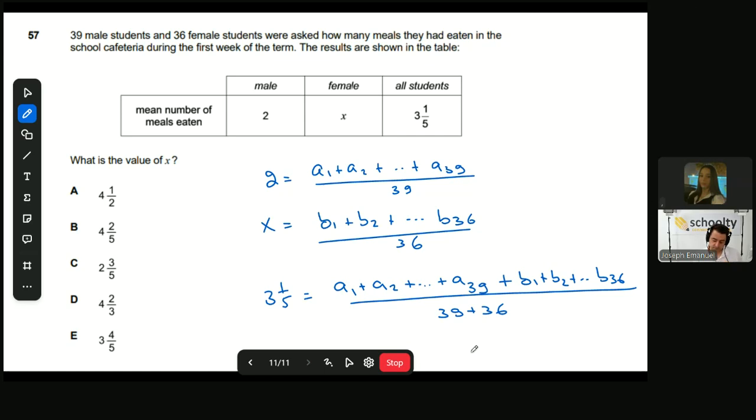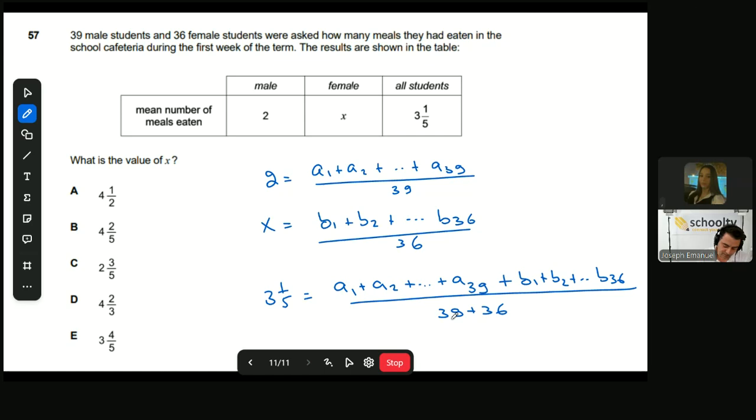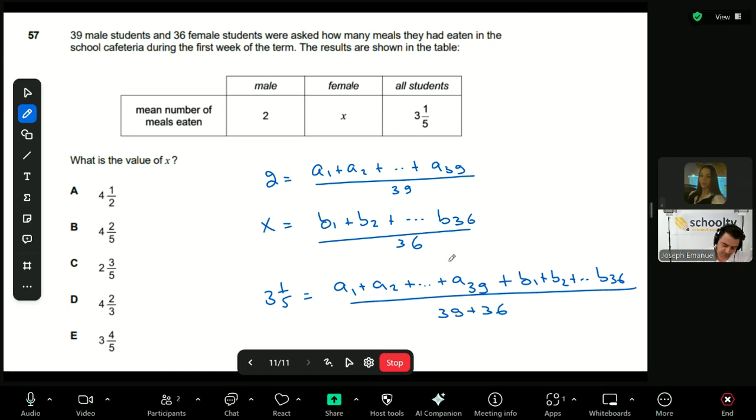That is 75. Is this 75? Yeah, okay. 75. So you have 75, but how do we get from here to here?